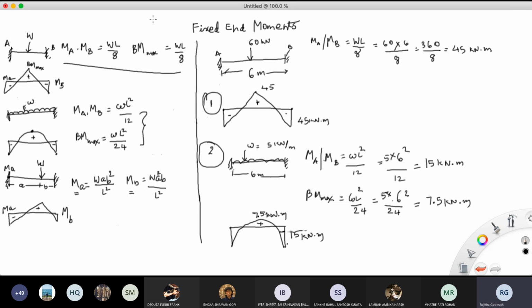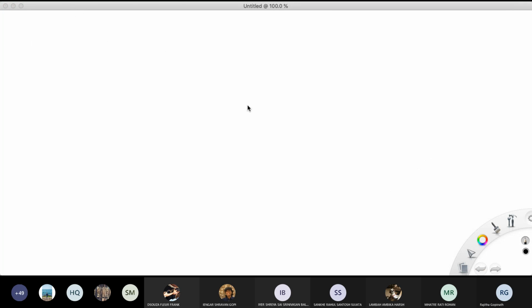So now what we'll do is something that is eccentric. So here let's take a beam like this.